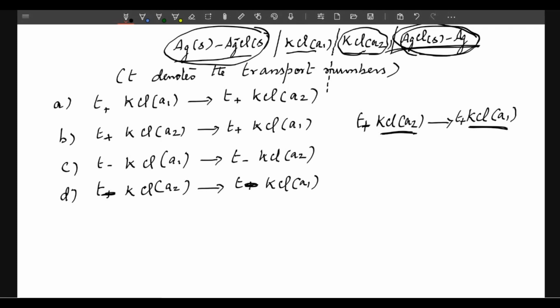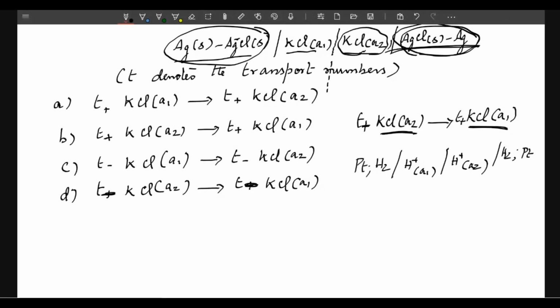But for this hydrogen cell: hydrogen gas, H plus activity 1 and H plus activity 2, and hydrogen gas and platinum.